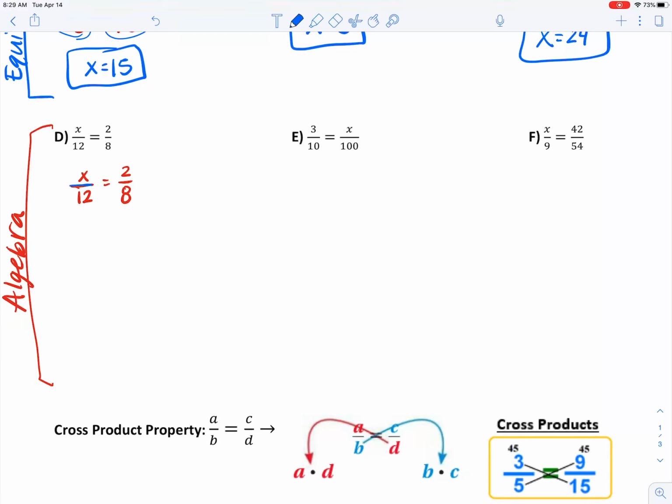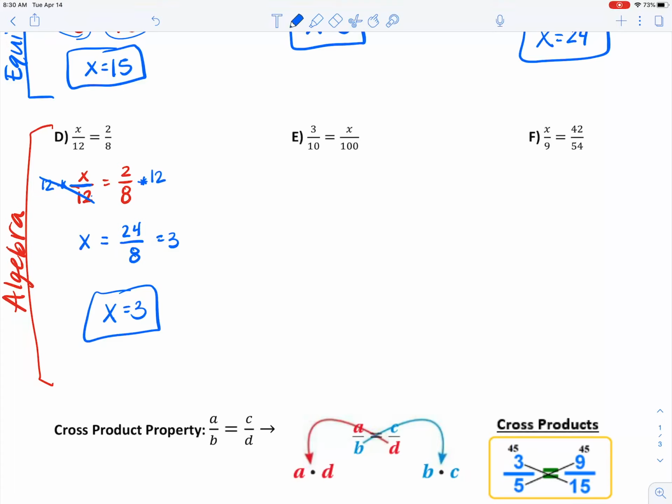the opposite. So I can take a look at this x over 12. This right here is the same as division. So what is the opposite of dividing by 12? Well, timesing by 12. So if I were to times both sides by 12, these two 12s cancel. And now all I have left on the left side is x. And then now I have to do this. 2 times 12 is 24 over 8. 24 divided by 8 is 3. So what does x equal? X equals 3.